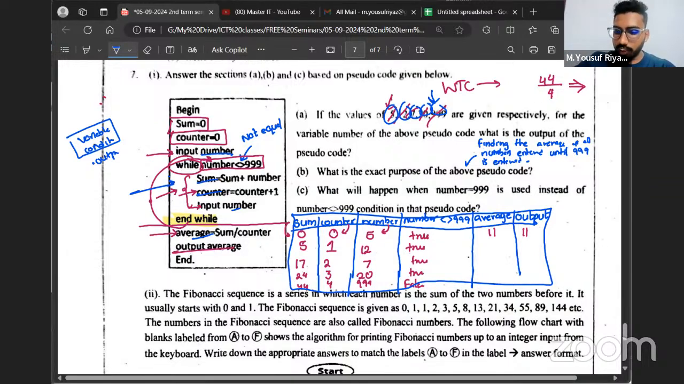What if you say just finding average? No marks. The purpose of this program is not to just find numbers. You can see it's finding numbers until the user enters 999. Once the user entered 999, the whole program stopped. After it stops, it gave me the average of the numbers entered. So you can say finding the average of all numbers entered until 999 is entered. Got it, all of you?